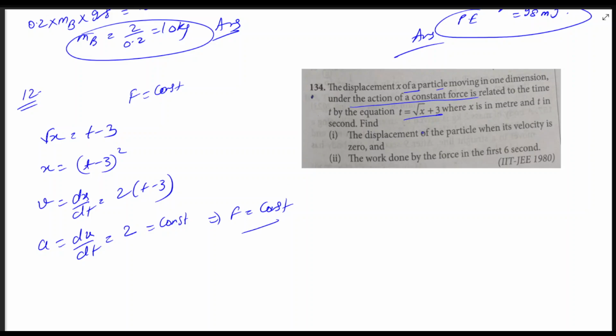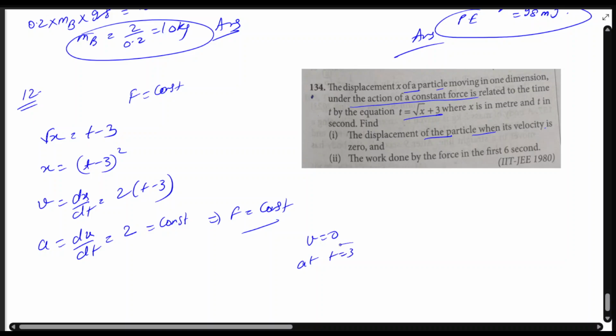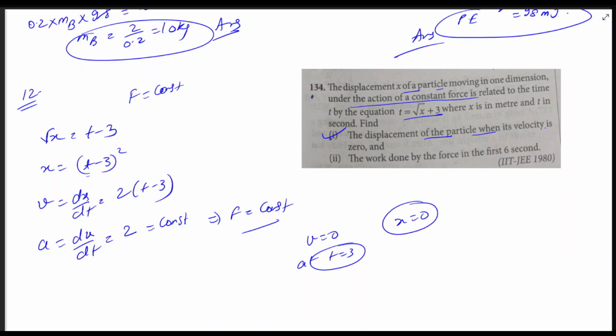Right? It was correct. The displacement of particle when its velocity is 0. So velocity is 0 at t equal to 3. So if I put t equal to 3 here, we'll have x equal to 0. So displacement is 0, right? So displacement of the particle when velocity is 0, it will be x equal to 0. Displacement will be 0, right?